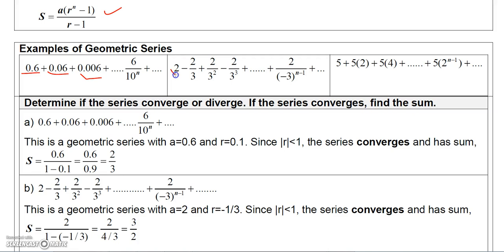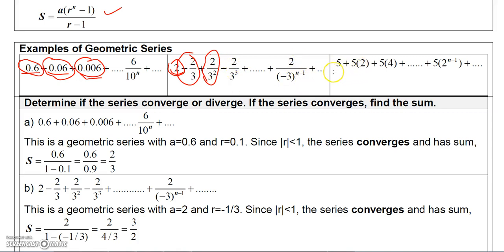So to get from this term to the next term, you multiply by a tenth, and then to get from this term to this term, you multiply by a tenth. So basically you're multiplying by a tenth to go from one term to the next. Now on this one, to get from 2 to minus 2/3, you multiply by negative 1/3. Then you multiply this by negative 1/3 to get to 2 over 9, and then you multiply this by negative 1/3 to get to this, and so forth.